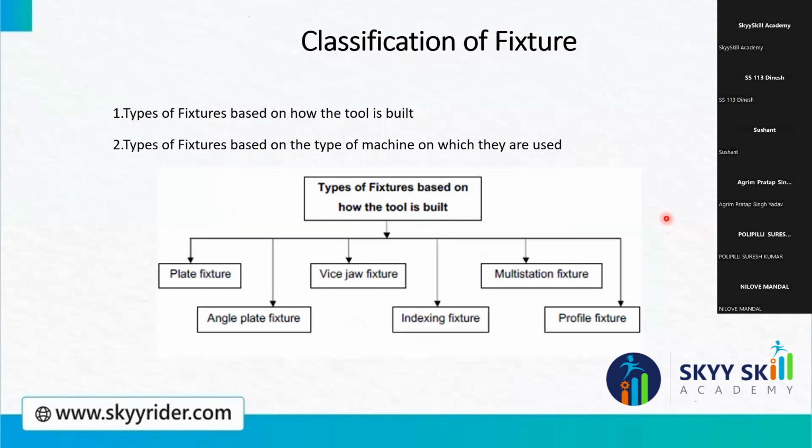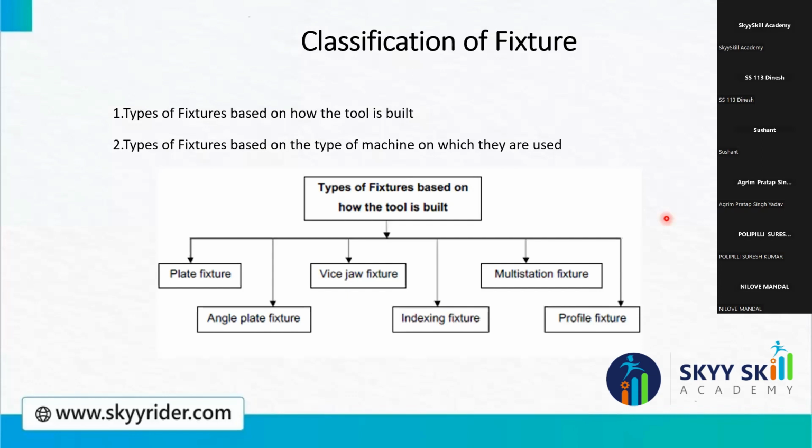So first of all, we'll see how a fixture is classified. As I told you, first it is classified according to its build, and the second classification is according to the machine they are being used on. According to the build itself, there are various fixtures like plate, angle plate, vice jaw, indexing, multi-station, profile. Just like jigs, plate fixtures are for components where the workpiece looks like a plate. So in that case, plate fixtures are used.